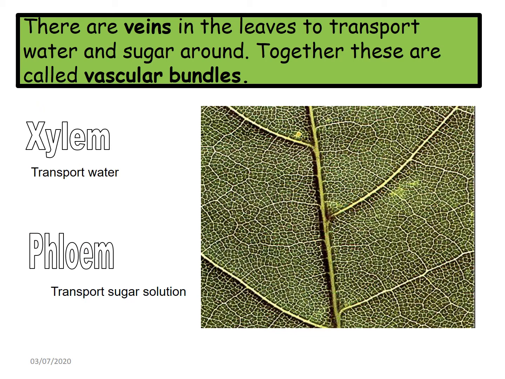There are veins in the leaves to transport water and sugar around. Together these are known as the vascular bundle.